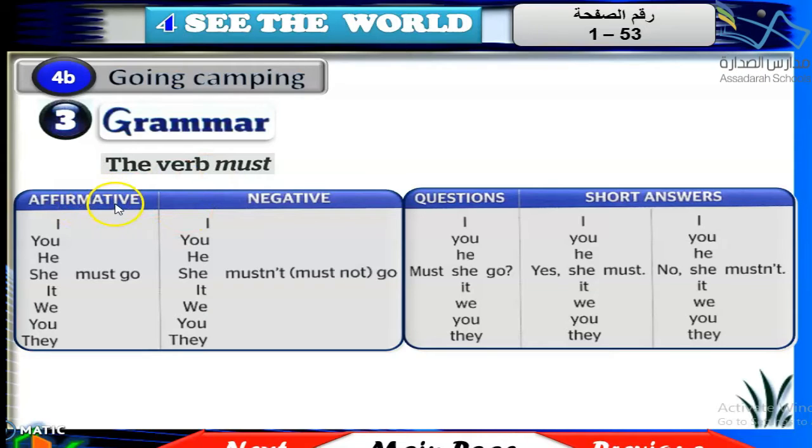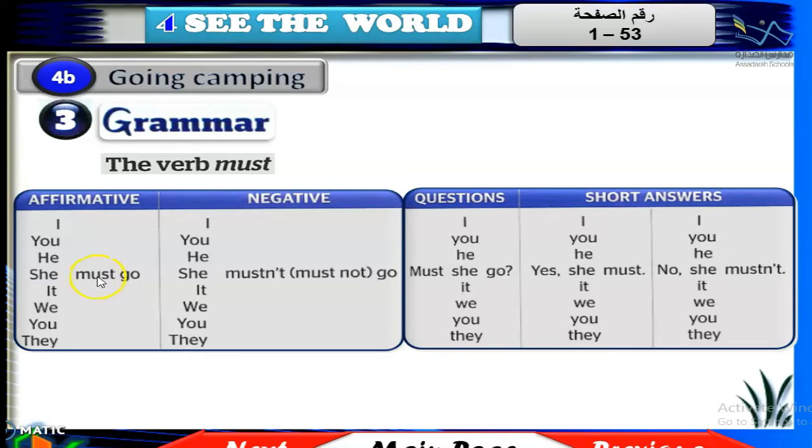We're going to focus on the forms of the use of the verb must in the affirmative form, negative form, question form, and in short answers of questions. Let's start with the affirmative form. If you can see, the verb must is used with the base form of the verb go with all these personal pronouns: I, you singular, he, she, it, we, you plural, they. So we say I must go, she must go, we must go, you must go.